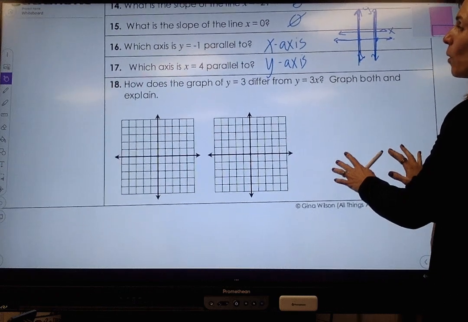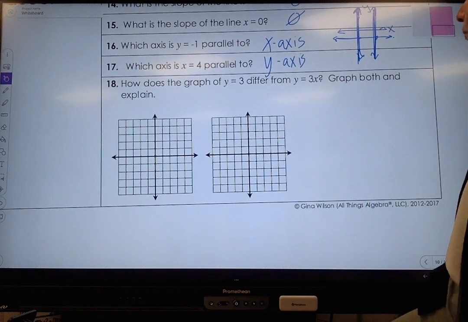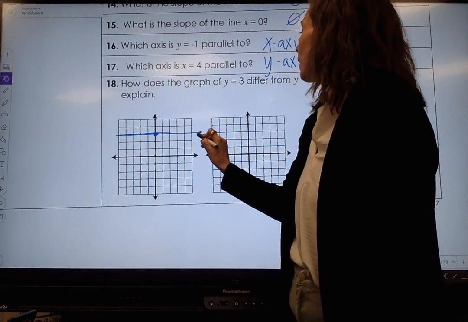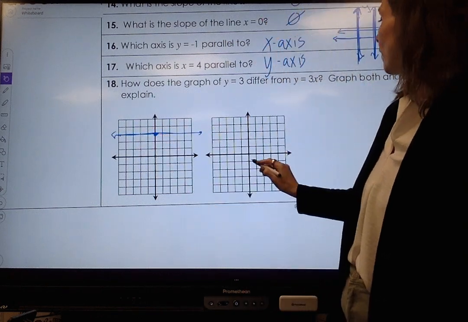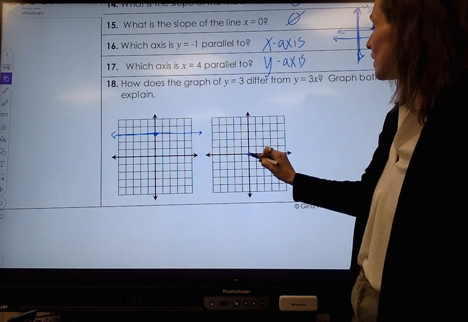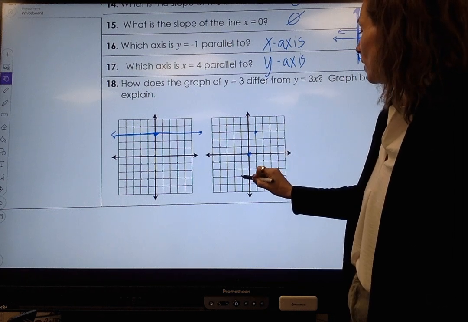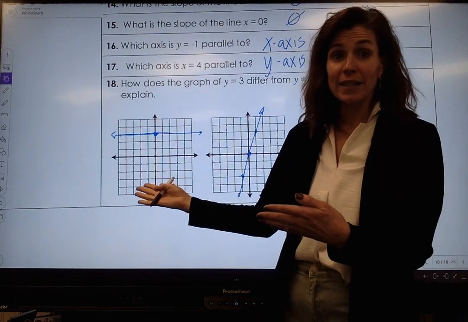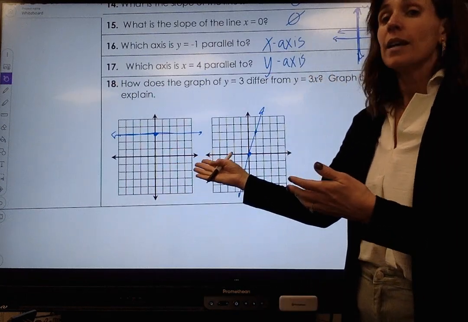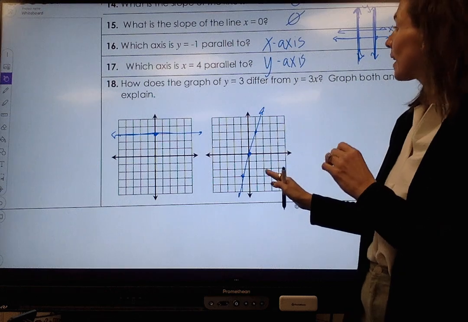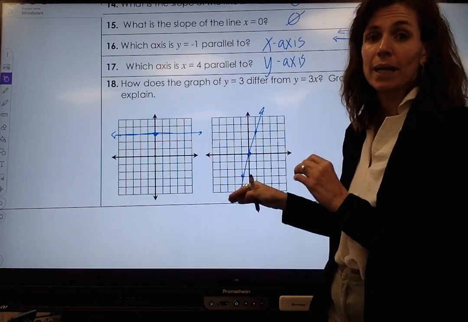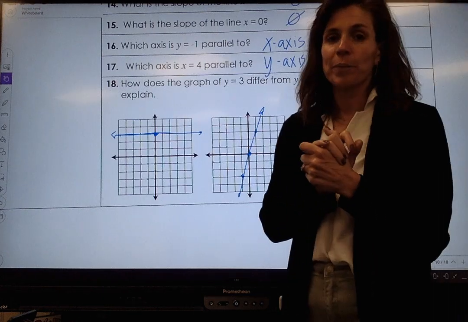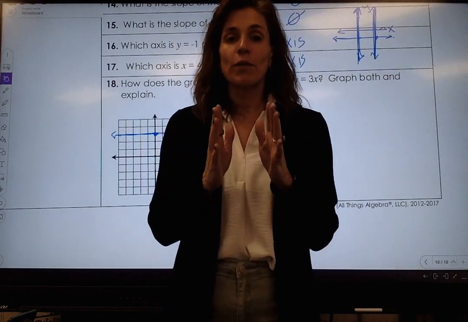How does the graph of y equals 3 differ from y equals 3x? Well, let's draw the graph of y equals 3. And let's draw the graph of y equals 3x. So my beginning point is 0 and my slope is up 3 over 1. So how do they differ? Well, this guy has a slope of 0, and it's a horizontal line. This guy has a slope of 3, where my beginning point is 0. So once you draw them, then you can see how they differ from each other. Okay, hopefully that was easy, but if you have questions, come and see me.